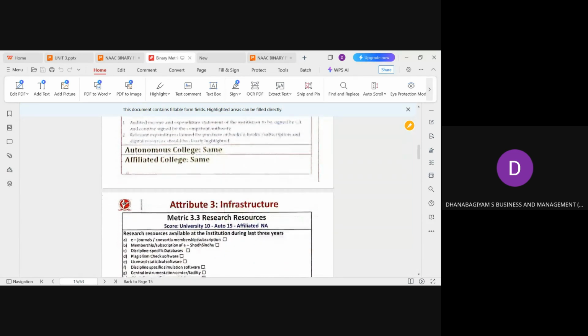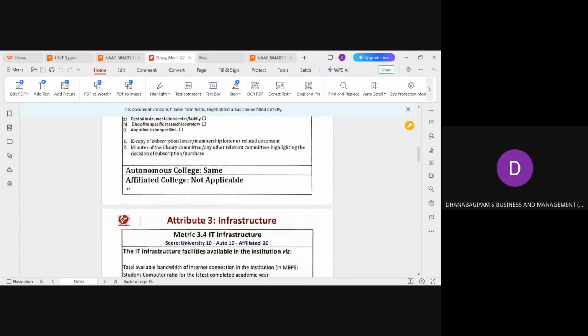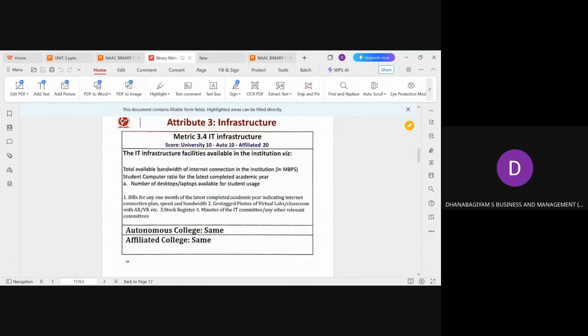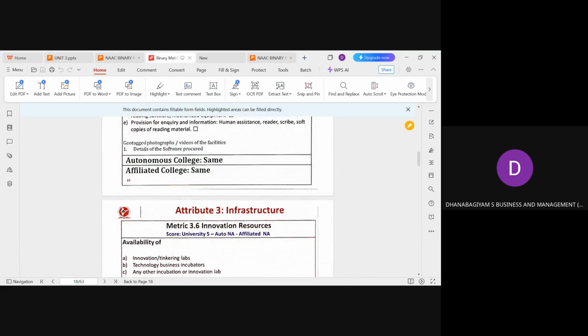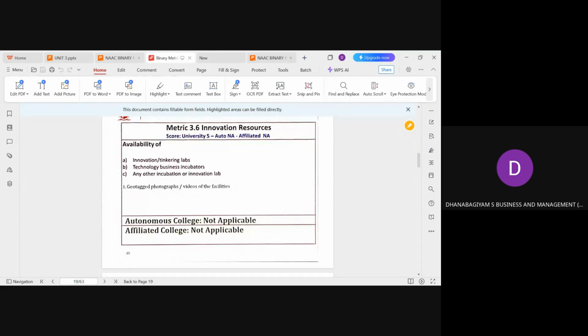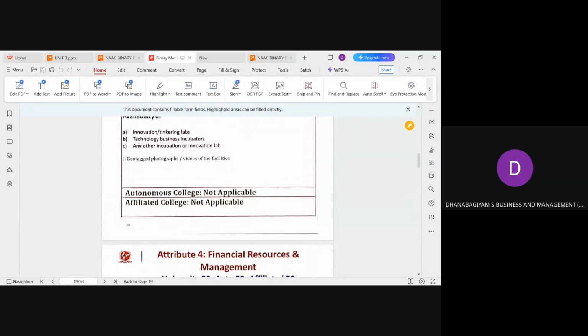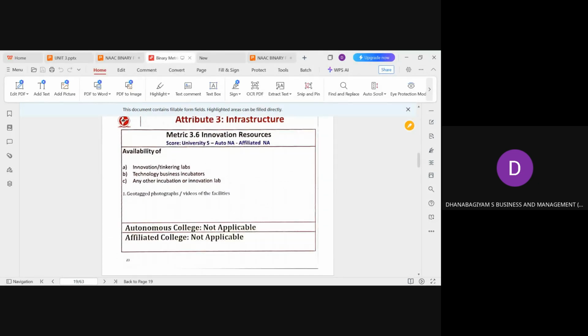The facilities like library and research resources; 3.4 talks about the IT infrastructure facilities, 3.5 talks about the friendly environment, and 3.6 talks about the innovative resources. Basically, these innovative resources need to be there. Currently, if we don't have them, we can even start with the innovation thinkers lab. Even incubators are quite difficult. If we are not able to build the incubators, we can go with the innovation and thinker lab.